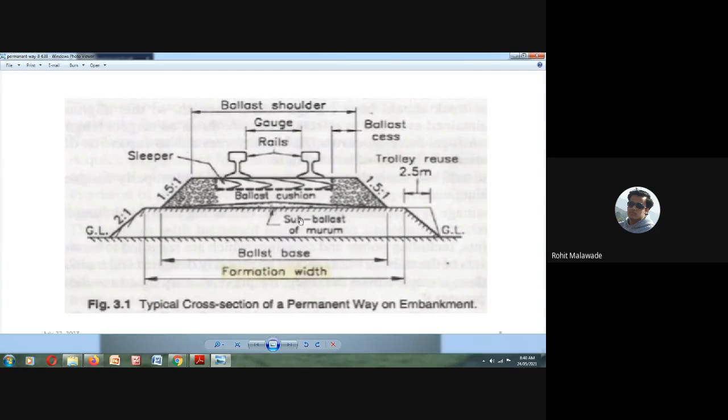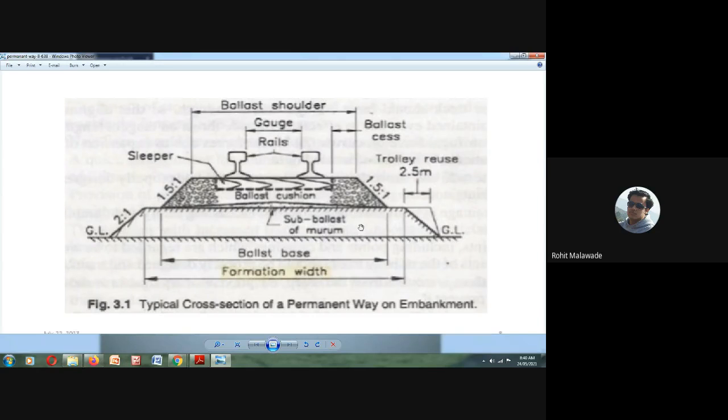We call this subgrade a formation level also. Now, formation could be at an embankment level or in a cutting, depending upon the ground condition. This embankment might sometimes be on your ground level. The formation could be in an embankment or in the cutting; this particular subgrade might be present in either. So now we will see what exactly the embankment is.